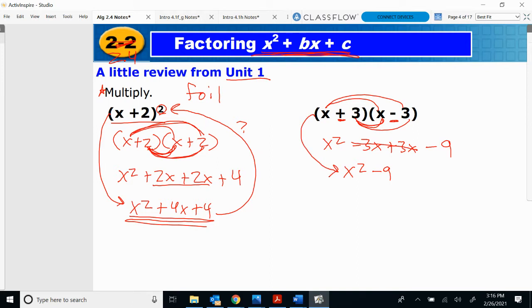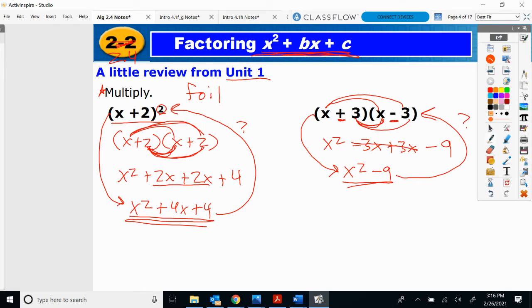Now we're going backwards. We're going to take an answer like this, go backwards, and figure out what it looked like before all the foiling took place. Okay, so that's the two types we're working with today, and that's our last lesson here in Unit 2. Okay, so let's take a look at our first one. We're going to be looking at these guys right here first.